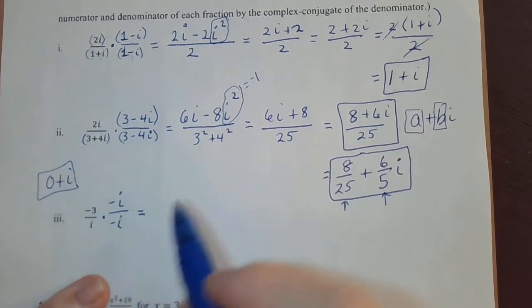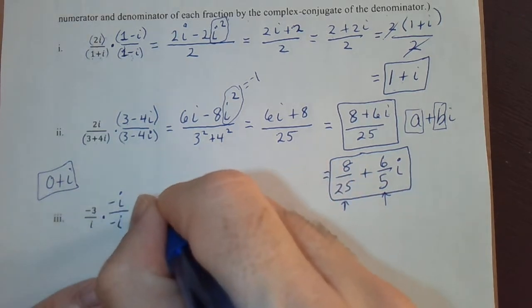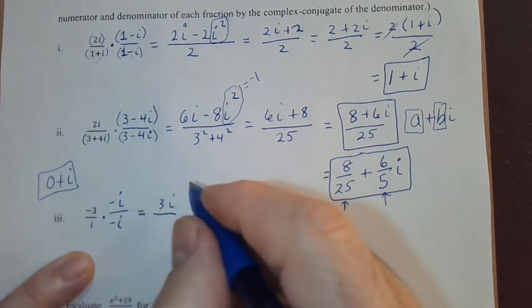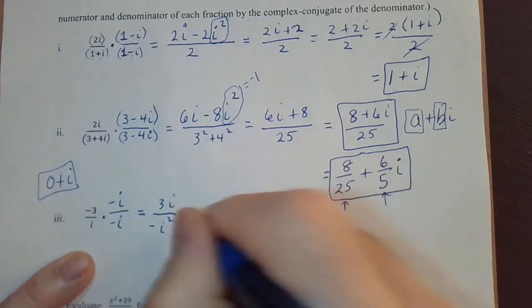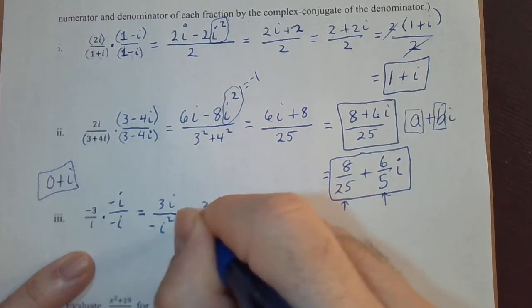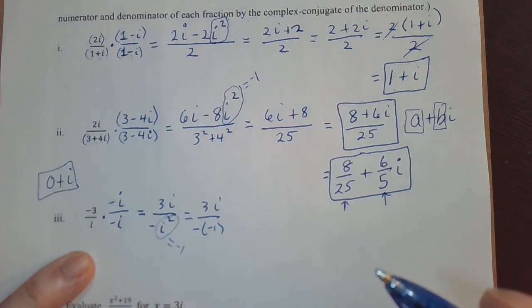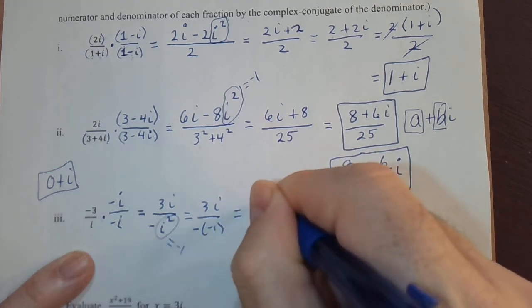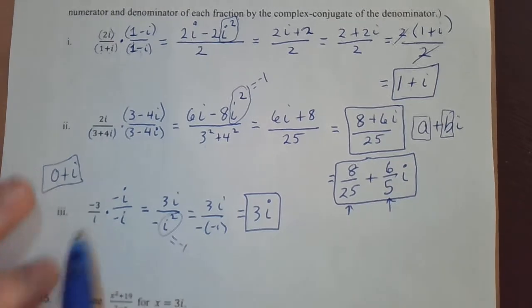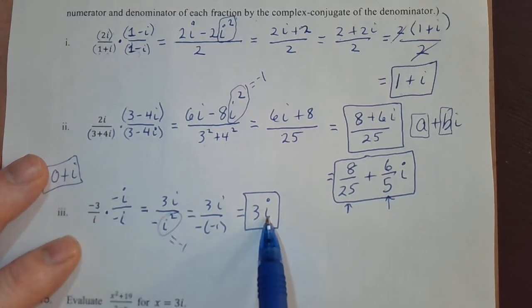And that gets us, on top, a negative times negative is positive, so we get 3i on top. And on the bottom, i times negative i is a negative i squared, which is 3i over negative 1, because i squared is negative 1. So the denominator is just 1. So negative 3 divided by i is equal to 3i.